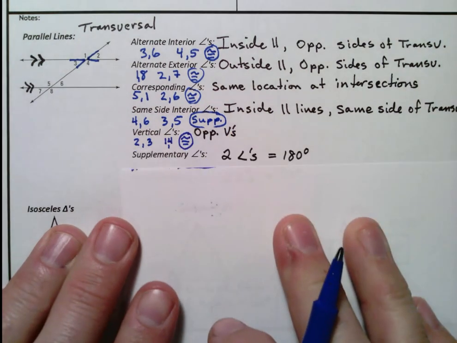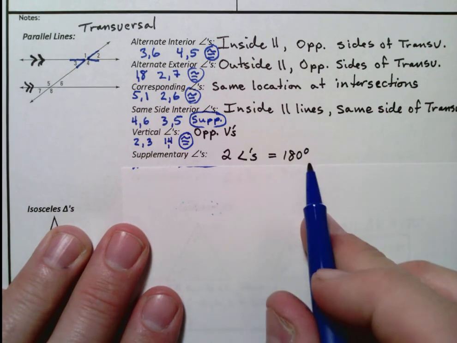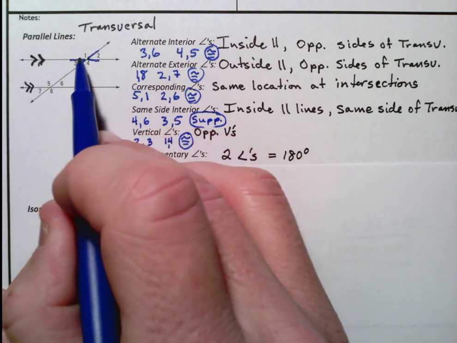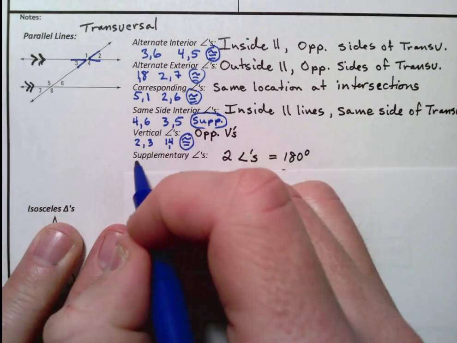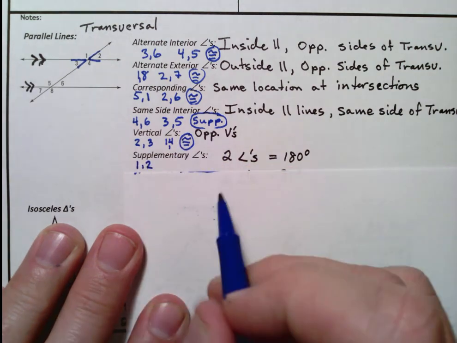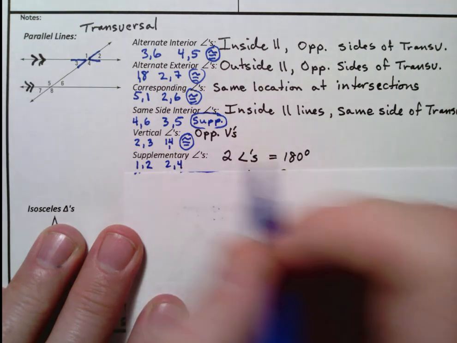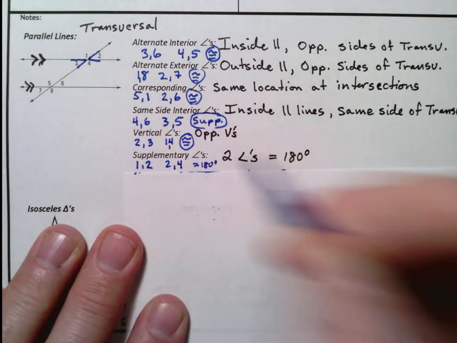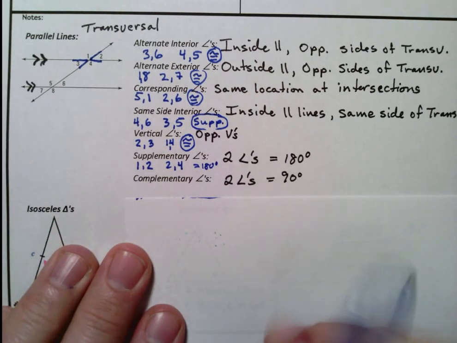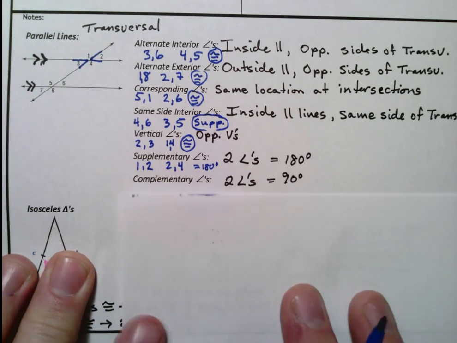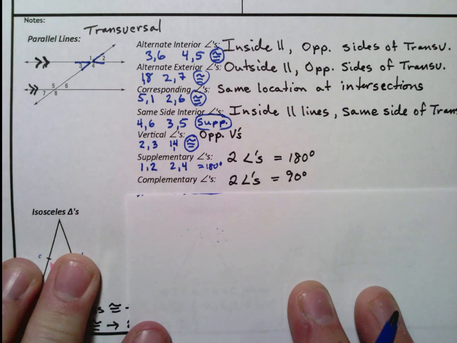Supplementary angles are two angles that add up to 180 degrees. We've already referred to a couple of them, 6 and 4, 3 and 5, but they can also form a straight angle like 1 and 2. 1 and 2 are supplementary because they add up to 180 degrees. Or 2 and 4, which always equal 180 degrees. Next, complementary. There are no complementary angles in this picture, but when I have two angles that add up to 90 degrees, we call that complementary. Those are all the key words you need to be aware of when working with parallel lines in pictures.